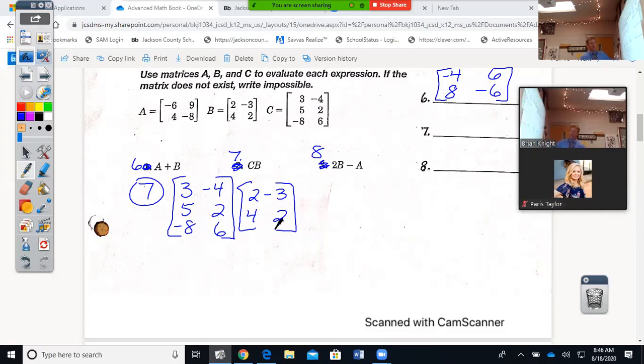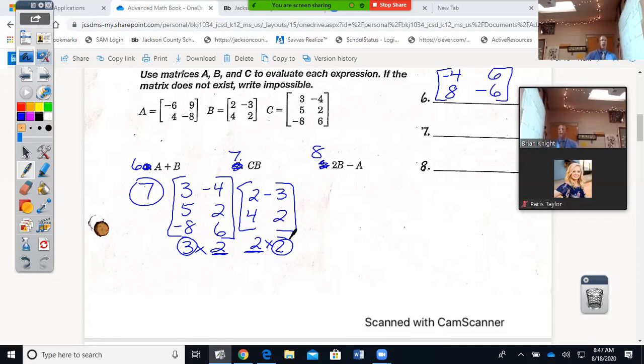What size is this first one? It is 3 rows by 2 columns. The second one is a 2 by 2. Are our middle numbers the same? Yes, then I can multiply them. If your middle numbers are not the same, you can't multiply them. How big is my answer going to be? It's going to be these outside numbers. It will be a 3 by 2. So my answer is going to look like C does.